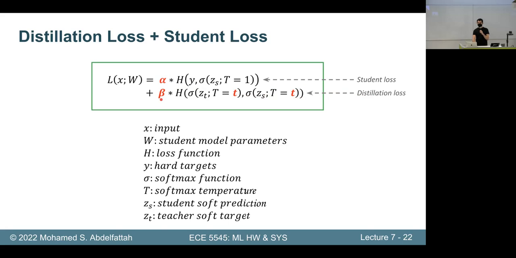And we just scale each of them using alpha and beta, basically. So it's a weighted sum of the normal student loss trained with hard targets and the distillation loss trained with soft targets coming out of a teacher network, if that makes sense.